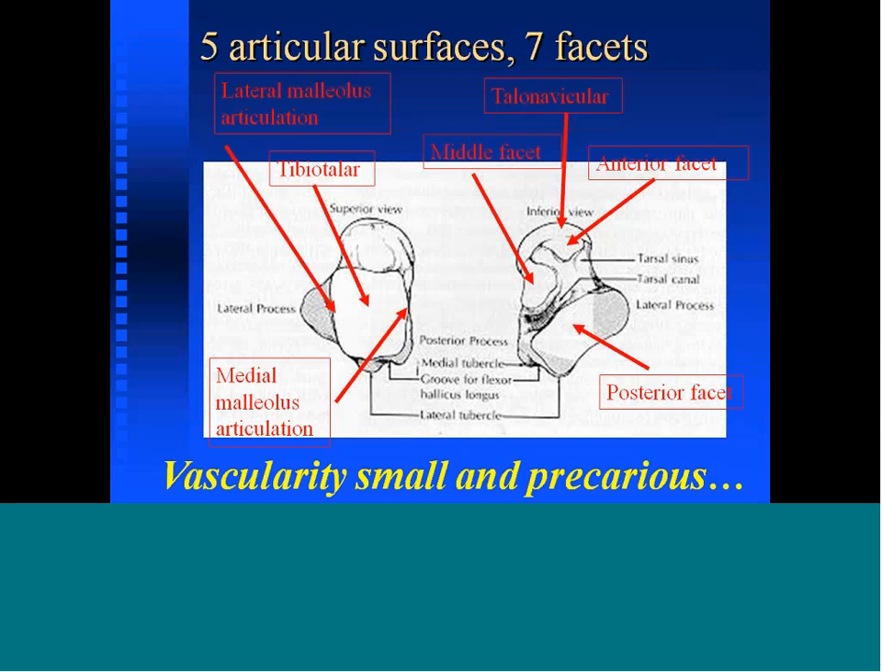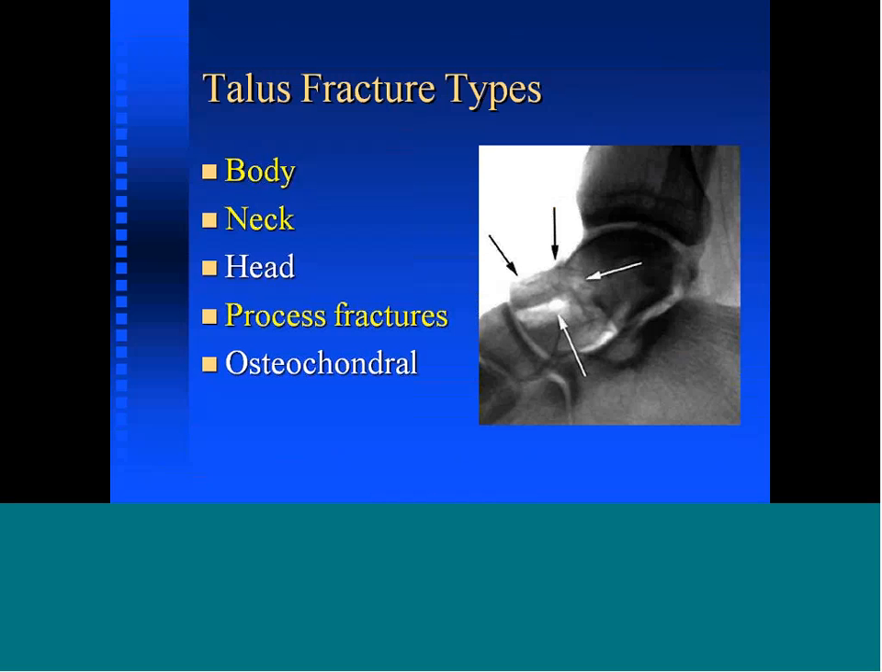Most believe that the artery to the tarsal canal is probably the most vigorous and most important to the vascularity of the talus. Unfortunately, it's also the one that's most commonly compromised when one does sustain a significant fracture with displacement of either the talar neck or talar body. So again, that certainly is a review that there is a very precarious blood supply to this bone that is covered primarily by articular surfaces.